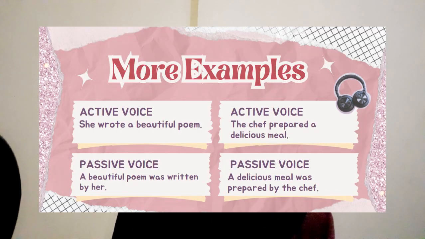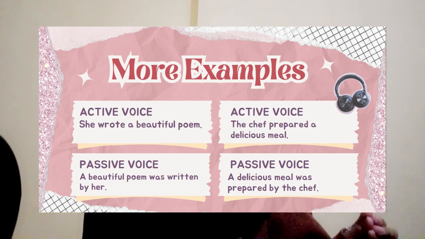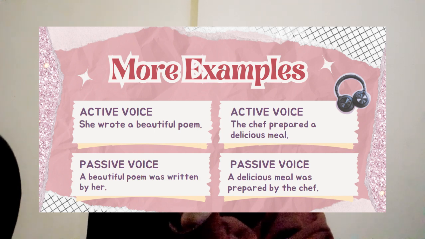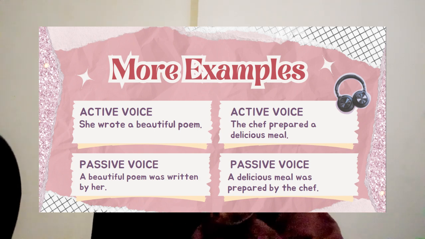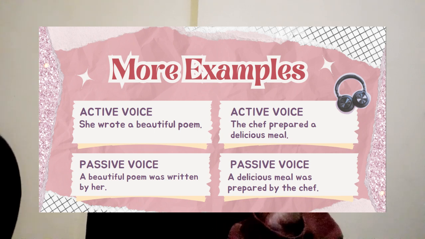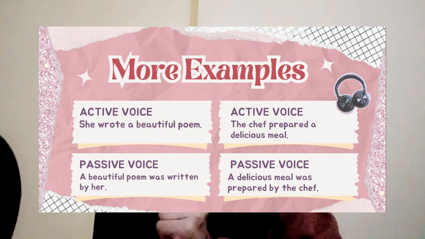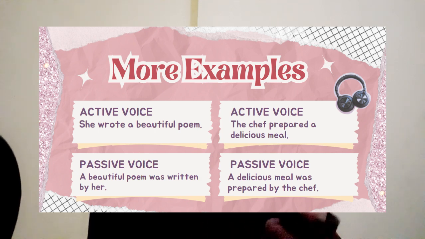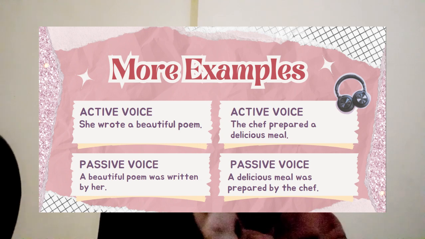And I'm going to give more examples. In active voice, she wrote a beautiful poem. And in passive voice, a beautiful poem was written by her. So in active voice, the subject is she, the action is wrote a beautiful poem. And in passive voice, the subject is a beautiful poem, the action was written, by her. So in passive voice, the subject is a beautiful poem, but in active voice, the subject is she.